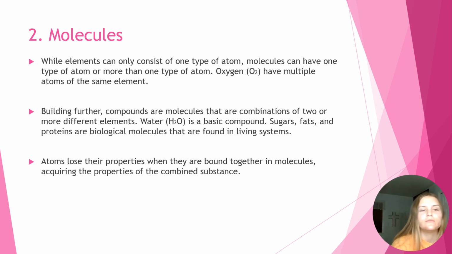Okay, so we're moving on to molecules. While elements can only consist of one type of atom, molecules can have one type of atom or more than one type of atom. Oxygen has multiple atoms of the same element. So oxygen is represented as O2, so it'd be 2 oxygen atoms bound together.